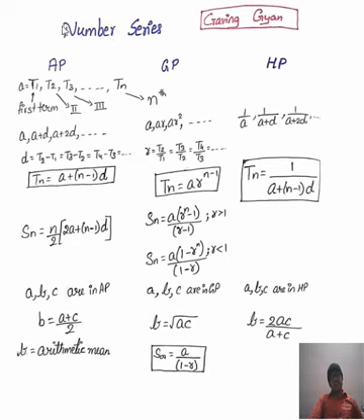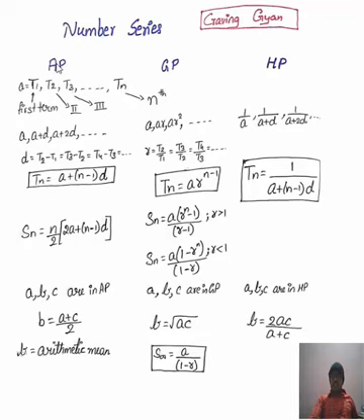For number series, you have to go through arithmetic progression, geometric progression and harmonic progression. In AP, the numbers will be in the order of a, a plus d, a plus 2d and so on. Whereas in GP it is a, ar, ar square and so on. And for HP it is 1 by a, 1 by a plus d, 1 by a plus 2d. In the case of arithmetic progression, the first term is called T1, the second term is represented by T2, and the third term is represented as T3.